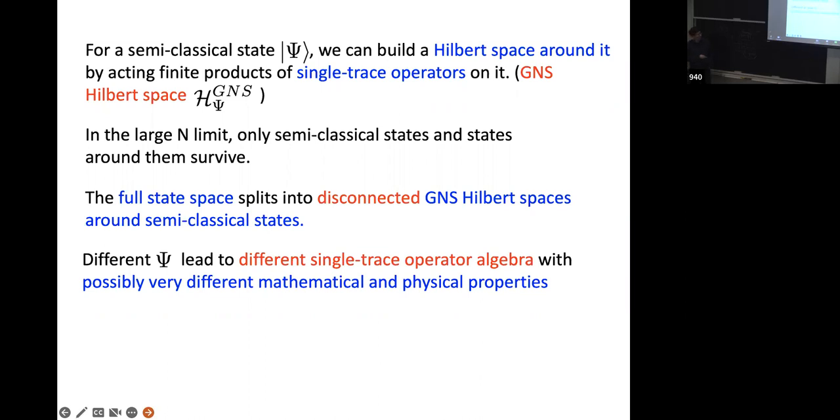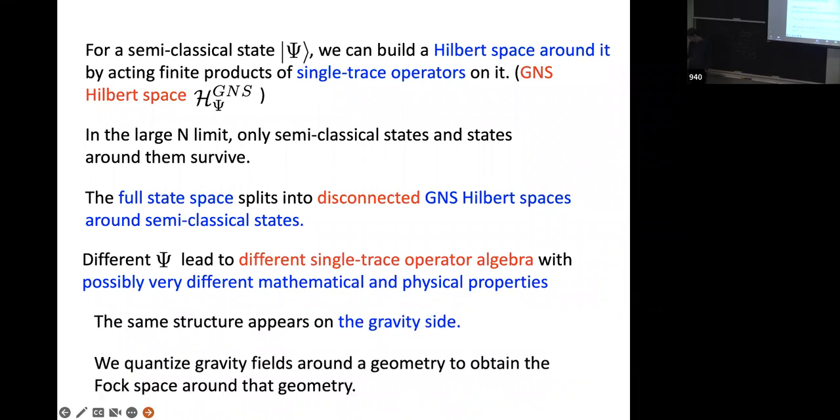And then I emphasize that the single trace operator algebra actually depends on your state. So a different state gives a different single trace operator algebra, with possibly very different mathematical and physical properties. We will see examples of this. The same structure actually appears on the gravity side, because in the G Newton goes to zero limit, we just get a distinct classical geometry, and then we quantize gravity fields around the semi-classical geometry.